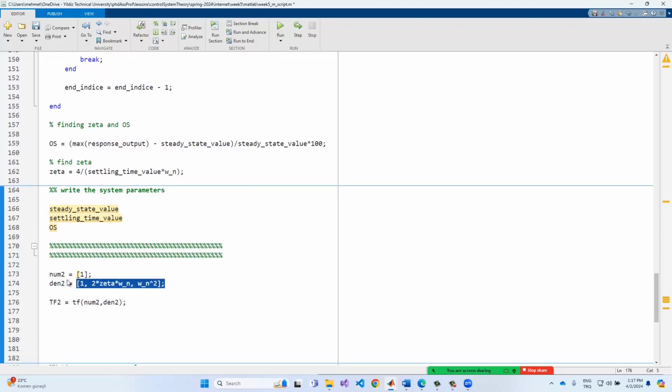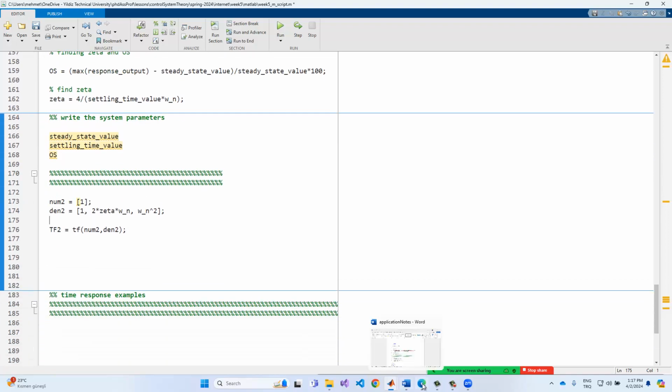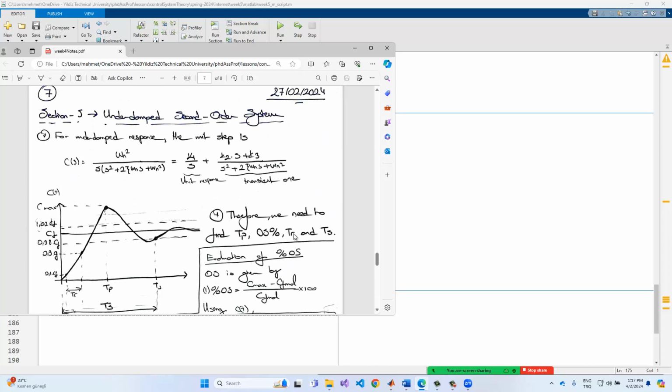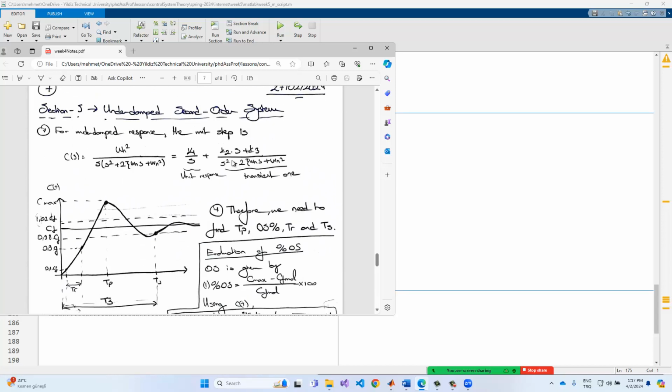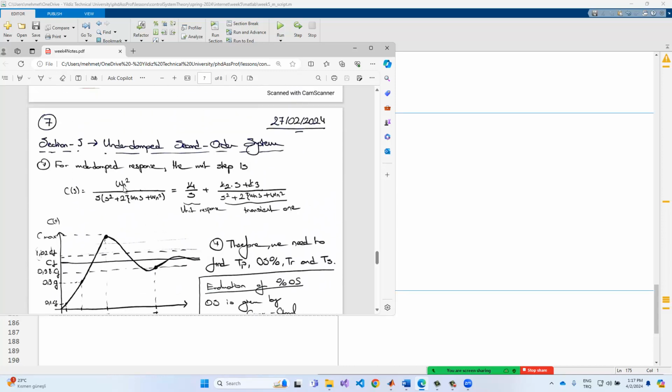But where is it coming from? This equation comes from the second order response system, wn square divided by s square plus 2 zeta omega n s plus wn square. If we obtain the wn value and the zeta value, we can build our estimated transfer function based on this information.